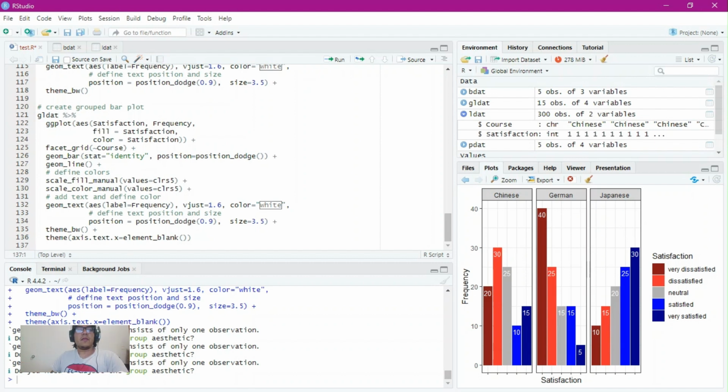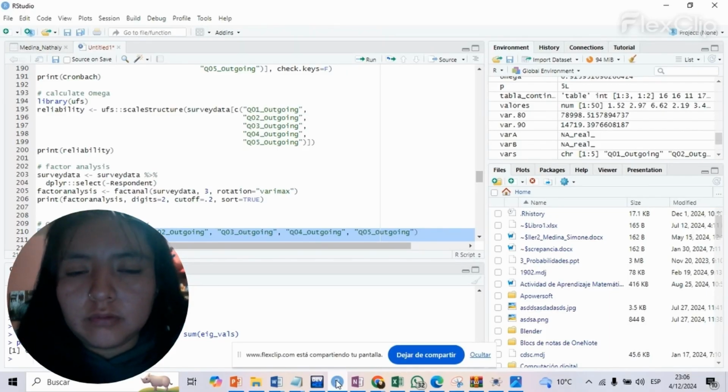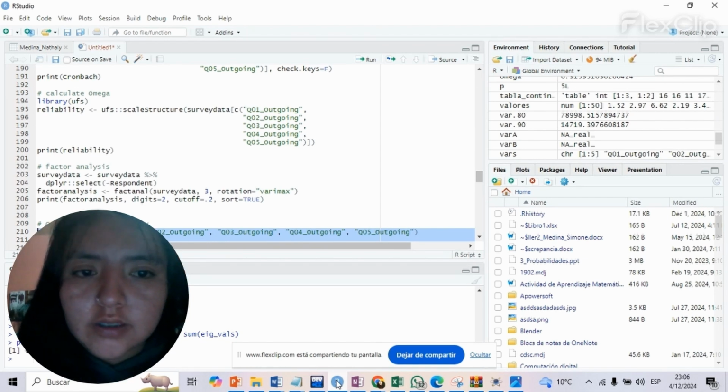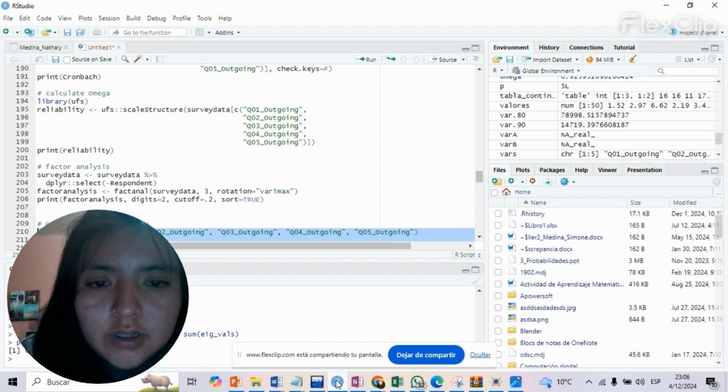Thank you. Okay, we will focus on key statistical techniques and their importance in ensuring the reliability and validity of survey results. First, let's talk about Cronbach's alpha.